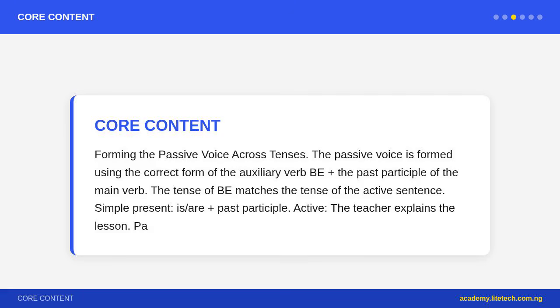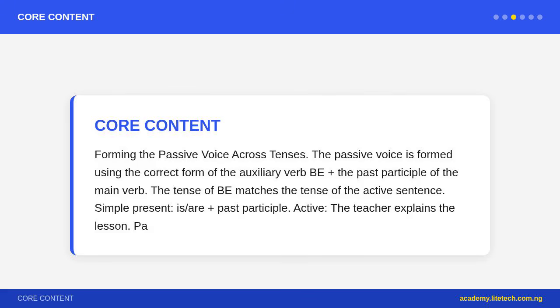Steps for converting active to passive. Step 1: identify the object of the active sentence. It becomes the new subject. Step 2: identify the subject of the active sentence. It becomes the agent, by plus subject. Step 3: change the verb to the correct form of be plus past participle. Step 4: include or omit the agent, the by phrase, as appropriate.